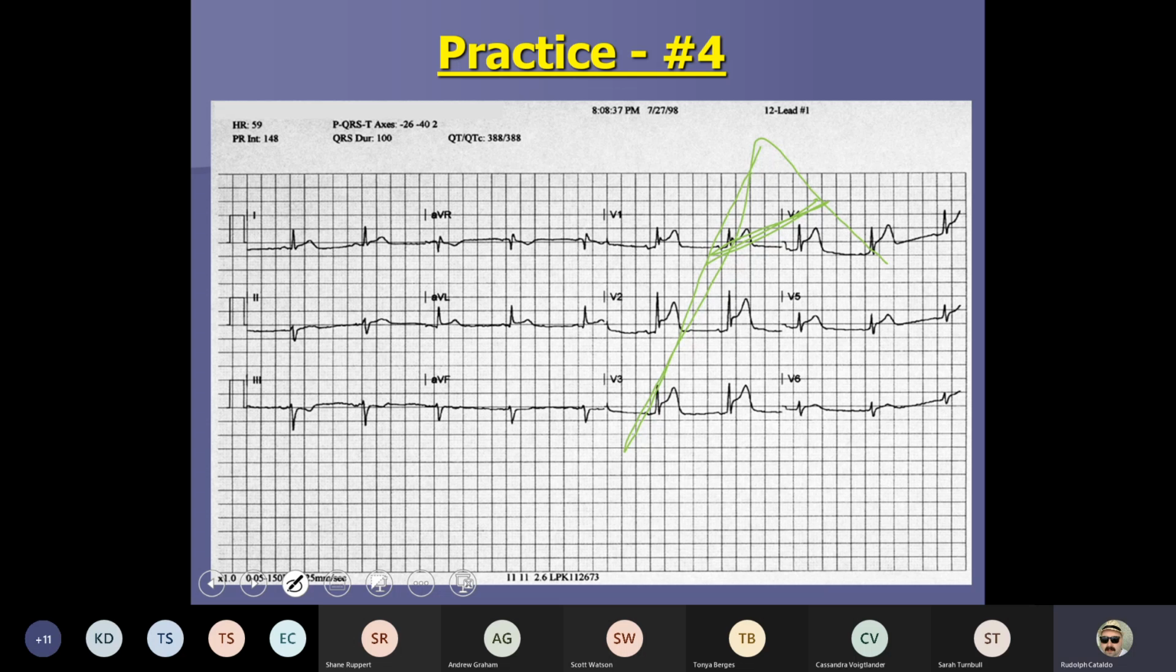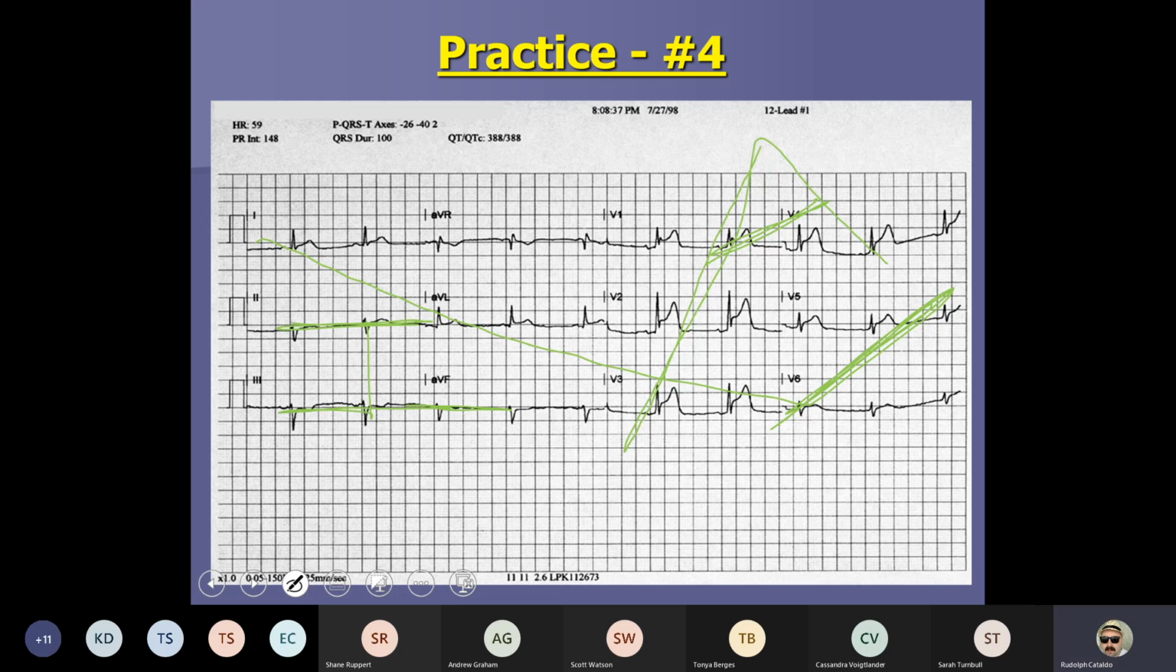2, 3, and AVF are inferior. That makes an I. 1, AVL, V5, V6 are lateral. That makes an L. It's just something that a student taught me, and it actually helped some people.